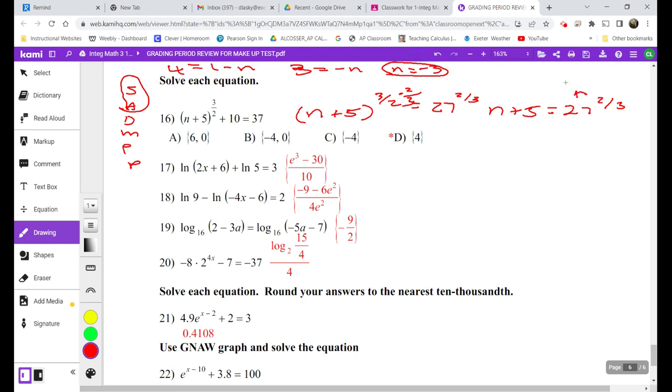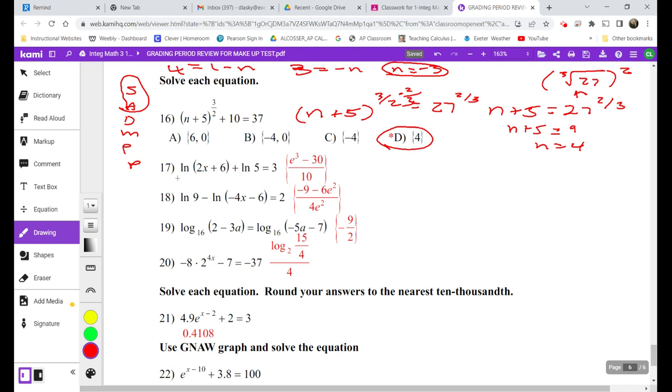I'll do it up here. This is the cube root of 27. And then I'm going to take that answer and I'm going to square it. So that's 3 squared, which is 9. So I get n plus 5 equals 9. And then I subtract 5, n equals 4. So that's how they come up with that answer.